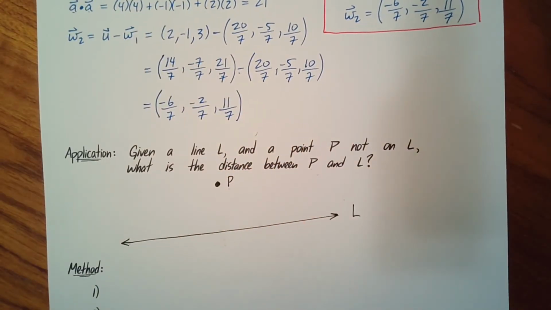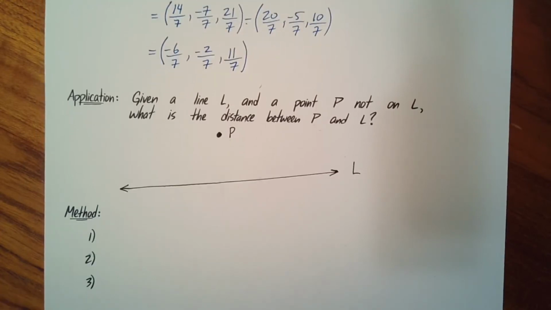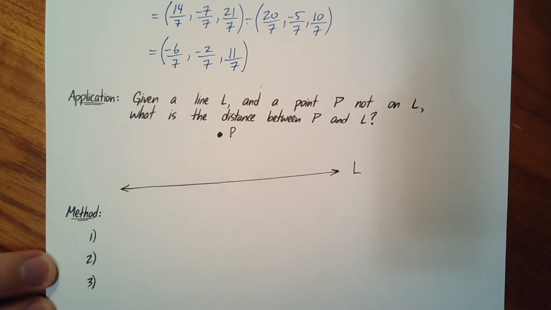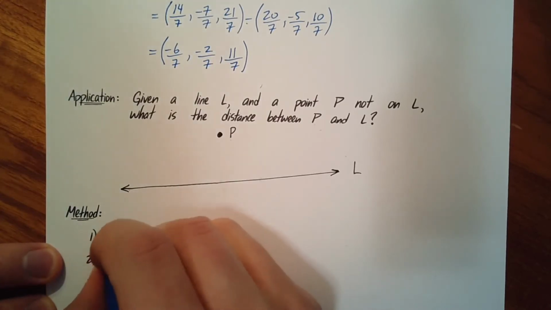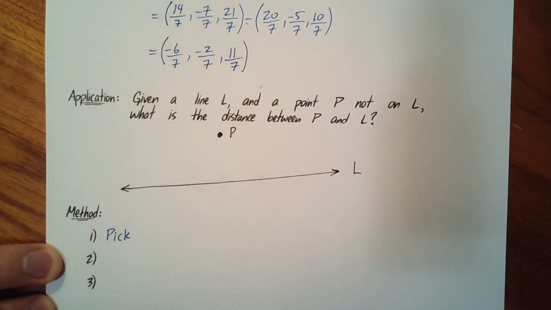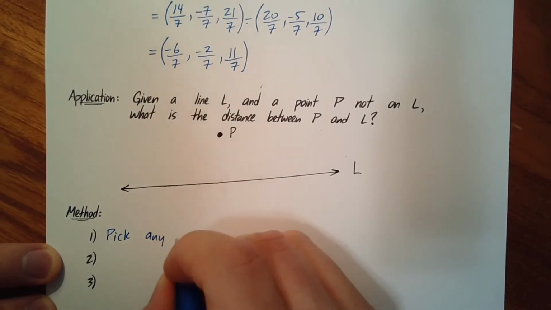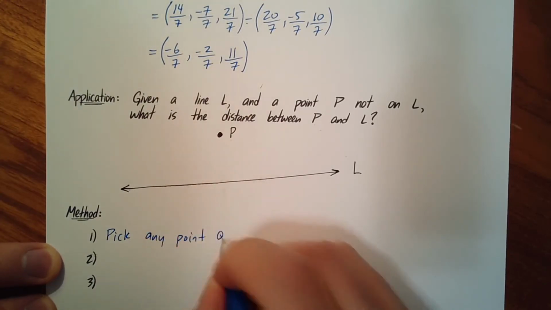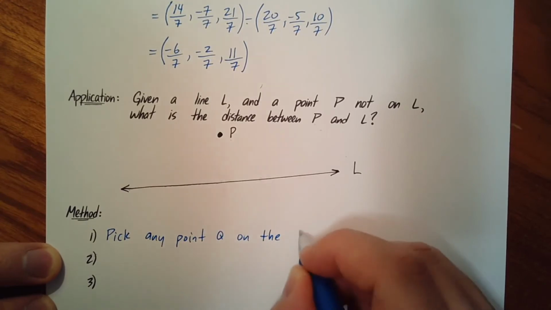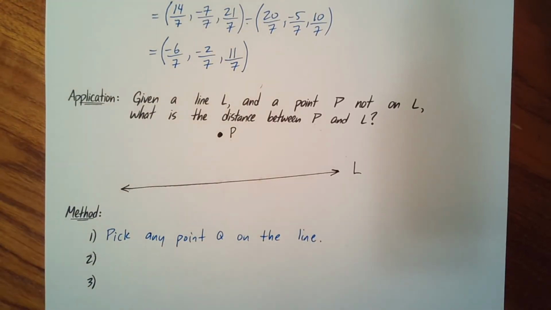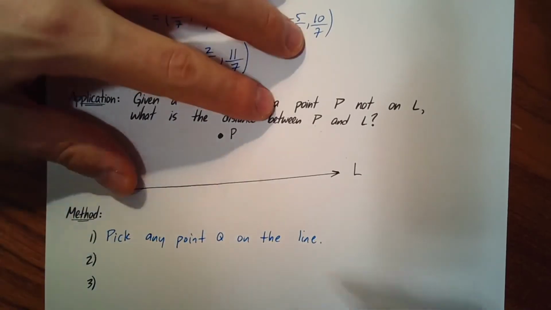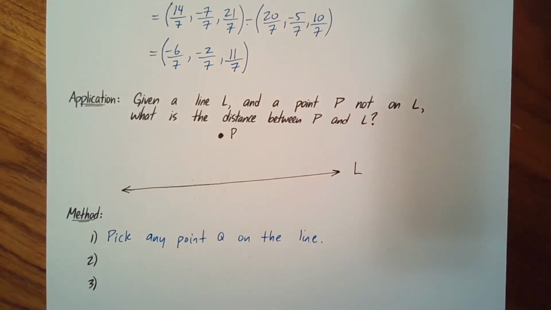But that's the idea. Okay, so how are we going to find the distance between this line and the point P? Well, the first thing we're going to do is pick any point Q on the line. So here's our steps. I'm going to write these down. So pick any point Q on the line. The only restriction that you're putting on Q here is that it has to be a point on the line. It can't be a point off the line or this won't work.